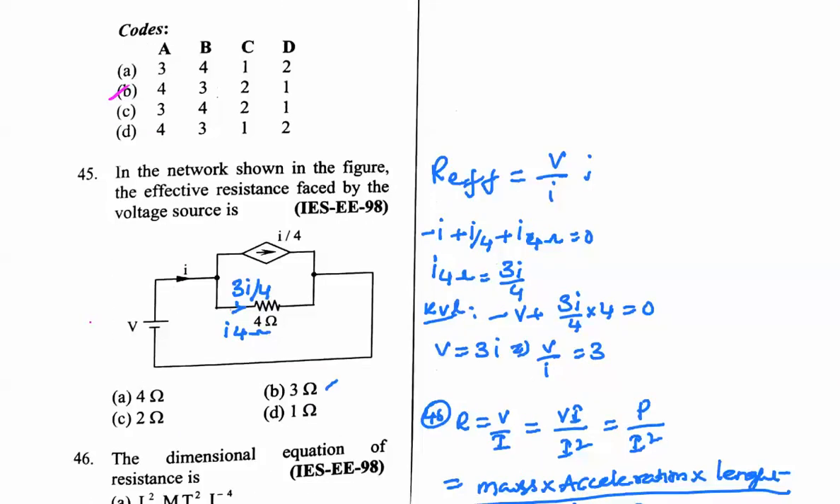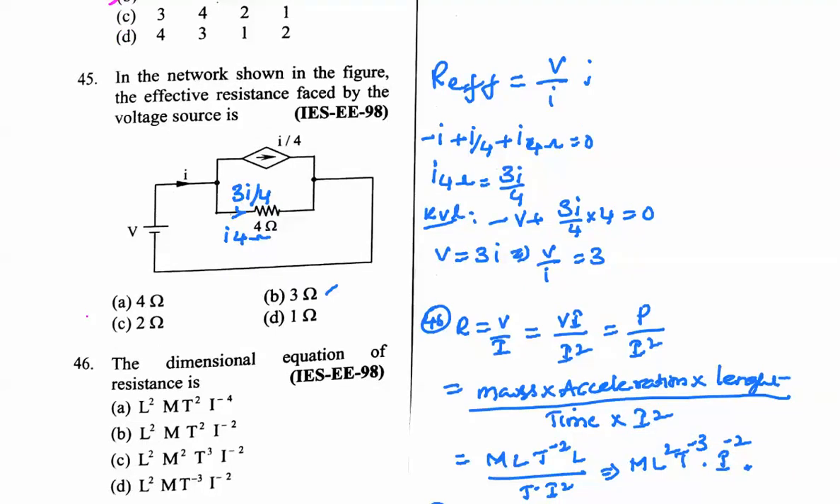Next, the 45th question. In the network shown in figure, find the effective resistance faced by the source. The effective resistance seen by the source is calculated by using R effective is equal to V by I here. By writing the KVL, minus V plus 4 into the current flowing inside this is equal to 0. But before writing the value of I4, by applying KCL here, I4 is equal to 3I by 4. So by writing the KVL, what you will get?